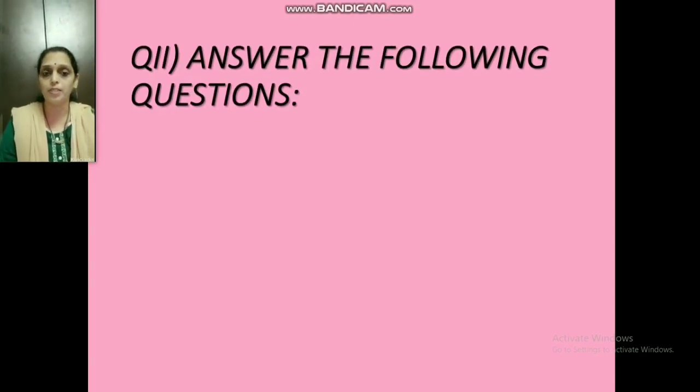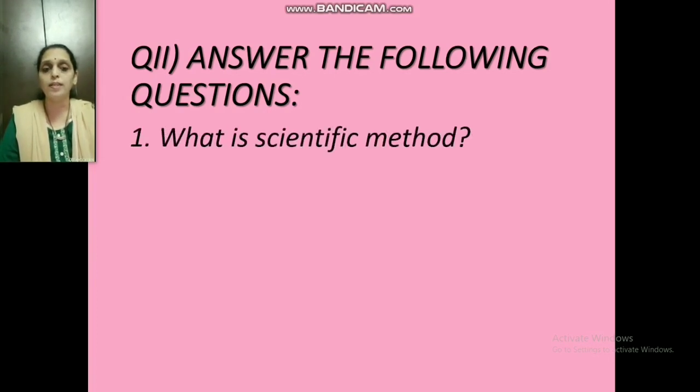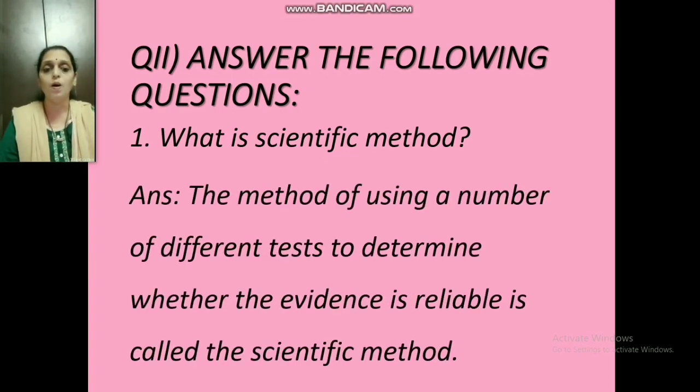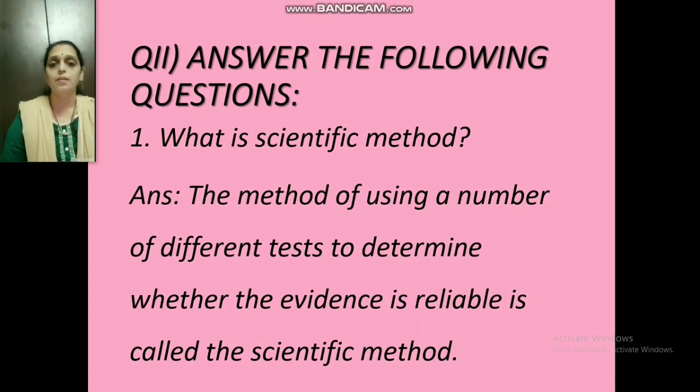Roman 2. Answer the following questions. First question: what is scientific method? Write the answer. The method of using a number of different tests to determine whether the evidence is reliable is called the scientific method. Yes, students, write.